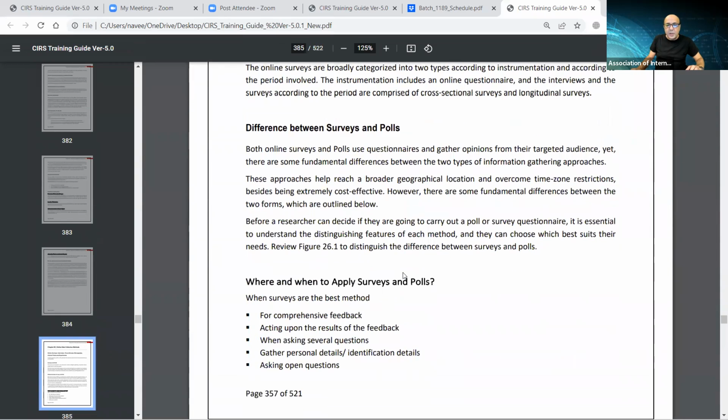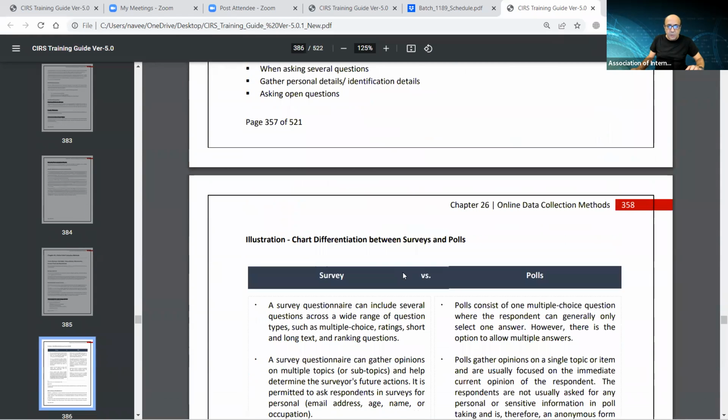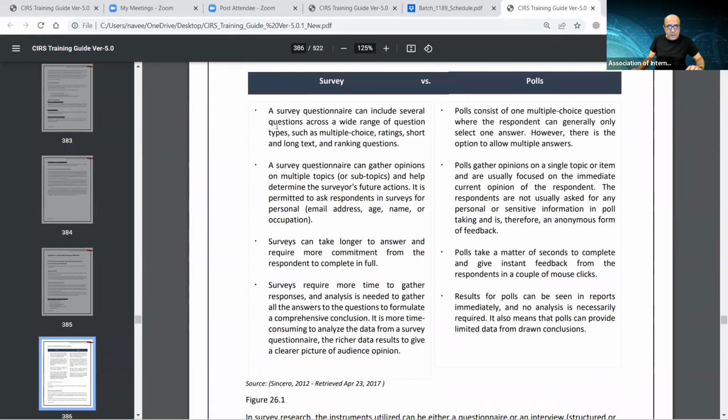Then we have data collection methods. There are surveys and polls. Surveys versus polls: a survey is more elaborate, more detailed. Polls have very short questions, usually not requiring a lot of understanding of the question. And these are simple questions, not very sensitive questions or very detailed questions.